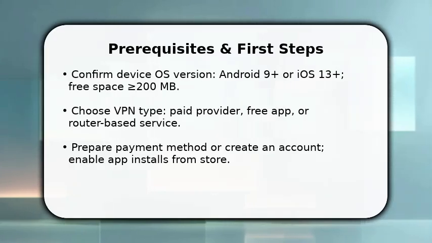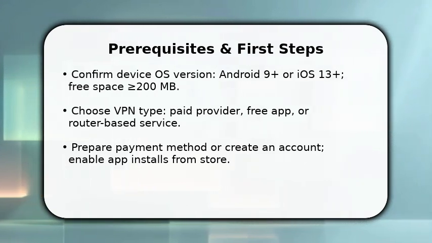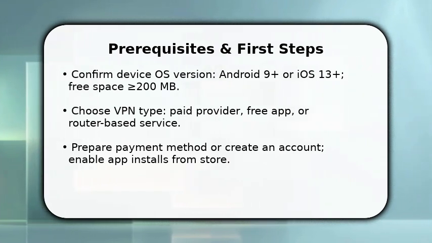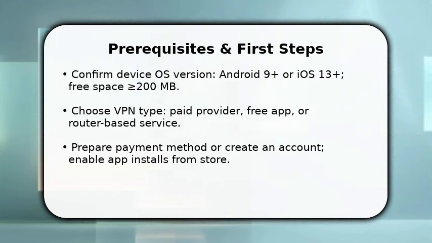You start by confirming essentials. Your phone runs a supported OS and has enough space. Once done, pick a VPN model, paid for speed and logs policy, free for basic privacy. Next, create an account or ready your payment card. Make sure you use a secure email.